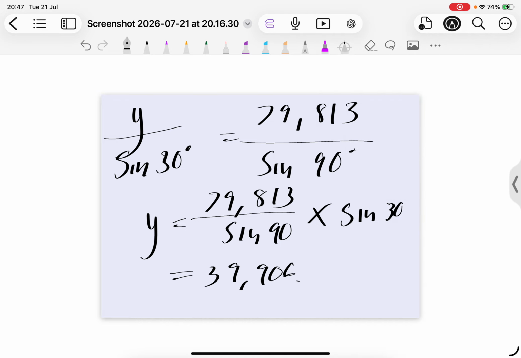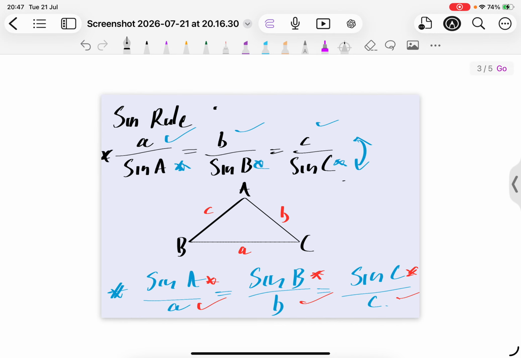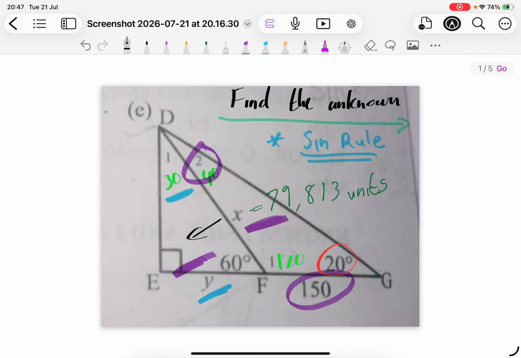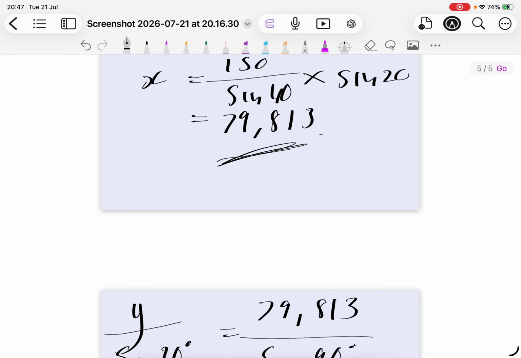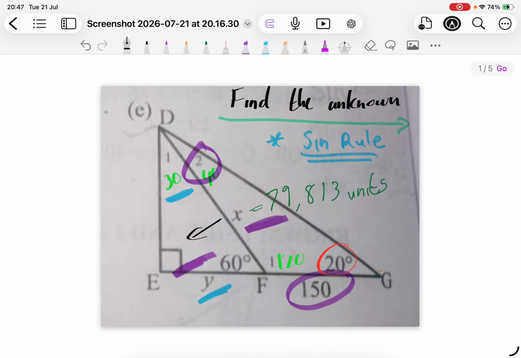39,906. And then with rounding off, grade 10s and 11s, it's really up to you. But I am mostly talking to the grade 11s. I'm not talking to the grade 10s here, because the grade 10s don't do the sine rule.